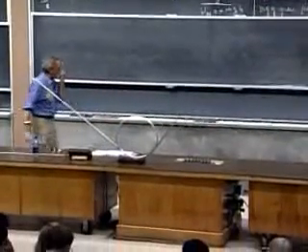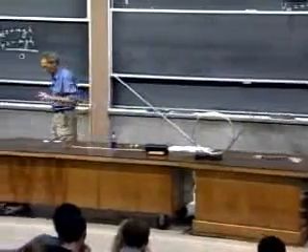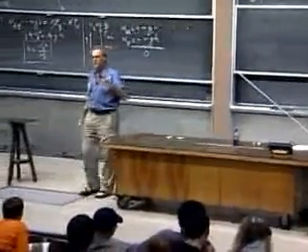Let me first give you the formal definition of gravitational potential energy. The formal definition is that the gravitational potential energy at a point P is the work that I, Walter Lewin, have to do to bring that mass from infinity to that point P.